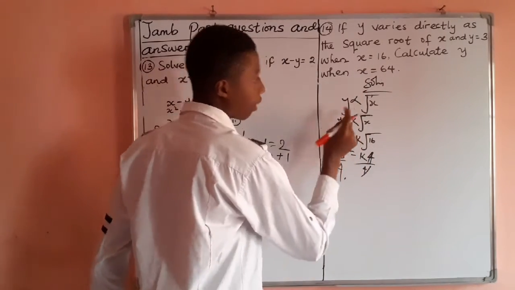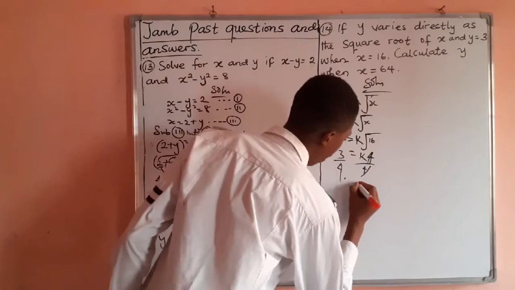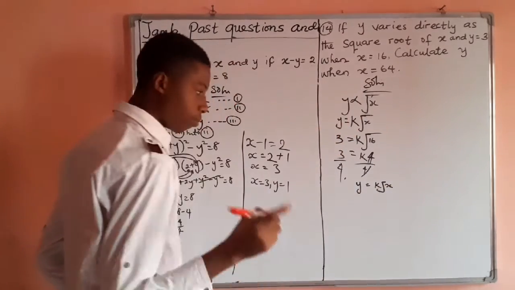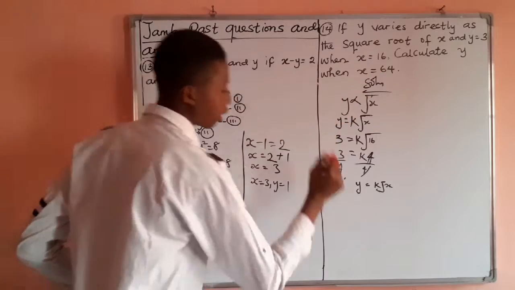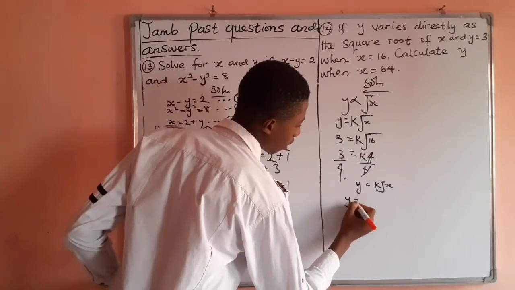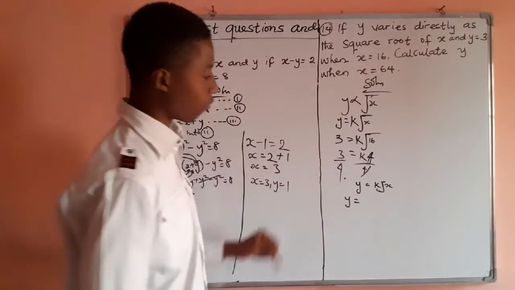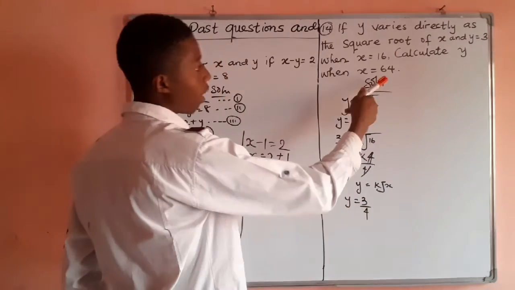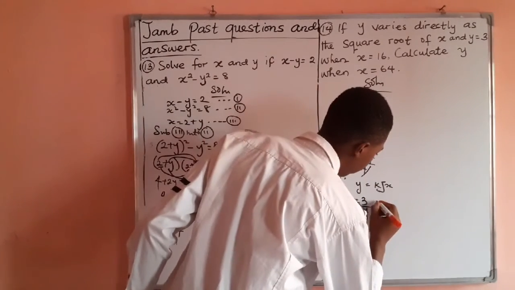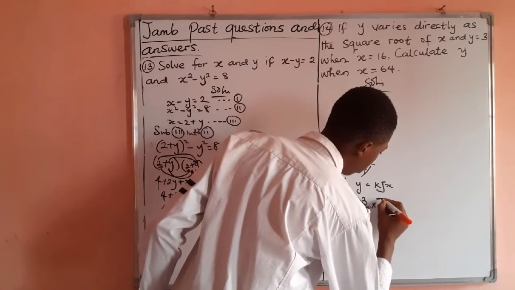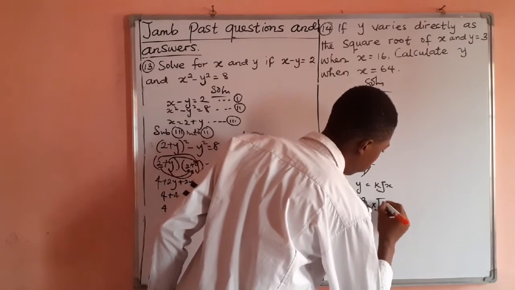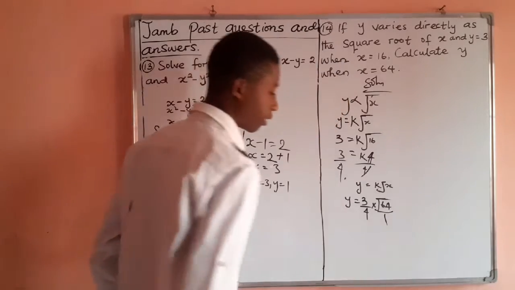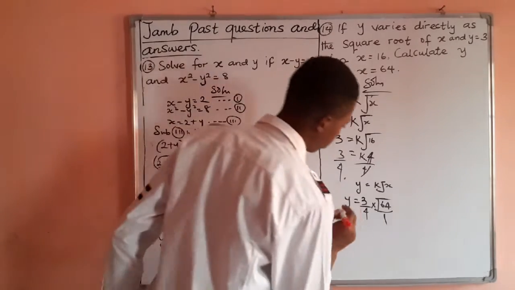Since we already know our k, we'll still be using this formula: y equals to k root x. Meaning that our y is not given, so y is still there. Our k is now 3 over 4, and our second x is given as root 64. Now, what is root 64? If you use your calculator, root 64 will be giving you 8, because 8 times 8 is equals to 64.